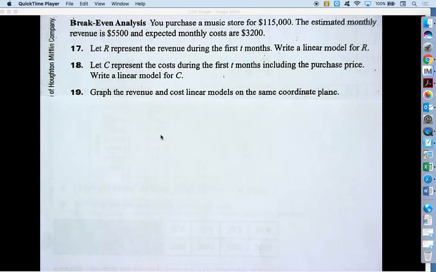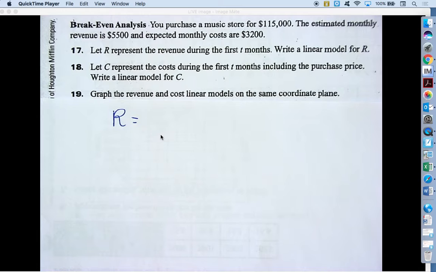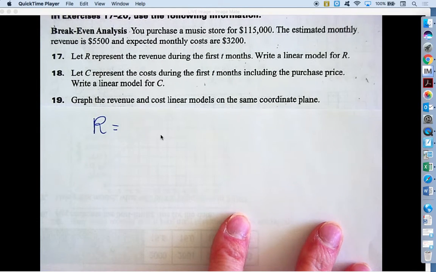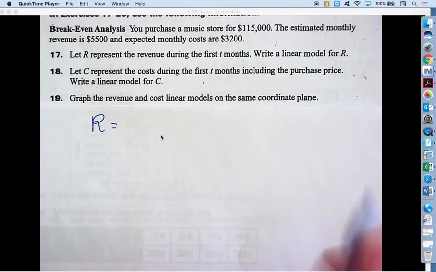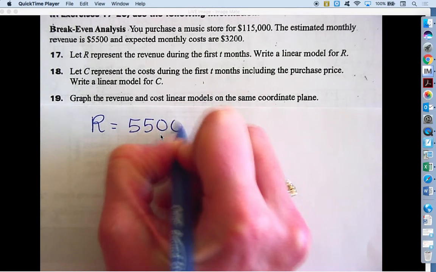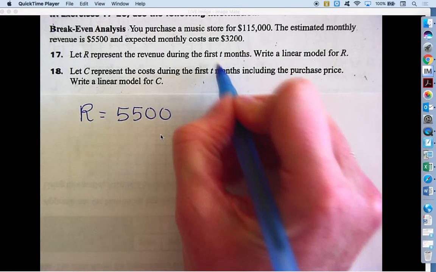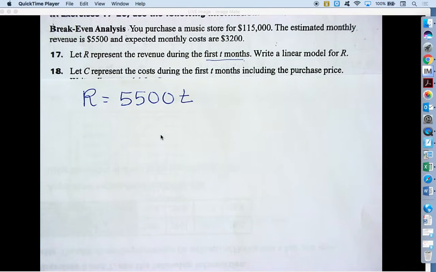So R, it says, is representing revenue. Revenue is income. How are you earning money? So if we look at the revenue, how would we bring in money based off of the problem? What's the revenue? Chelsea? 5,500. Right, 5,500, it says, is the estimated monthly revenue. And that's for every month. And it said in the problem right here that the months are T. That's the only way that we're earning money. Whatever we're selling is going to earn us $5,500. Nothing else goes with that equation because that's the only information that talks about revenue.